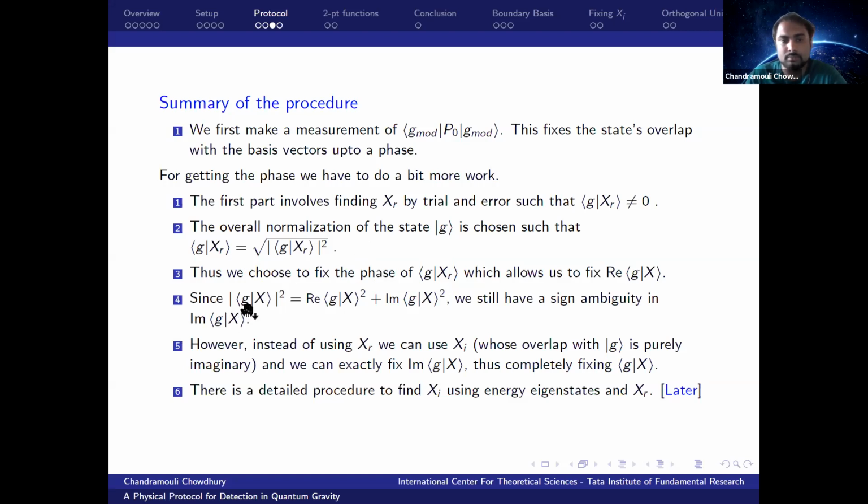And since this square is equal to the real square plus the imaginary square, we'll have a sign ambiguity in imaginary GX. And similarly, instead of using XR, we can just use XI. We can exactly fix this, thus completely fixing G of X for all the basis states. So we just need one XR and one XI, and that's good enough for fixing the overlap of G with all the basis states. Now, we again have a detailed procedure on how to find XI using just the energy eigenstates in XR. We can of course discuss it, but it's just a very simple formula on how these two are related. So once you have XR and once you have the operators which create the energy eigenstates, you can just find XI.